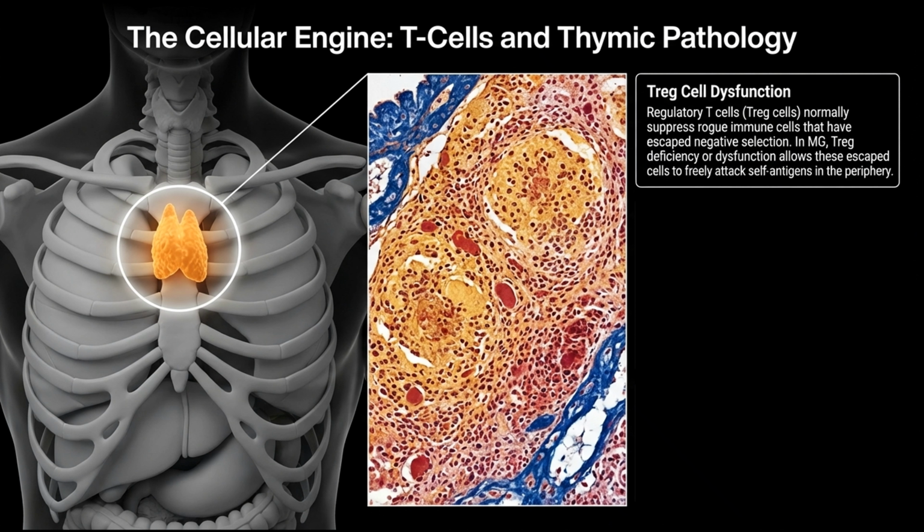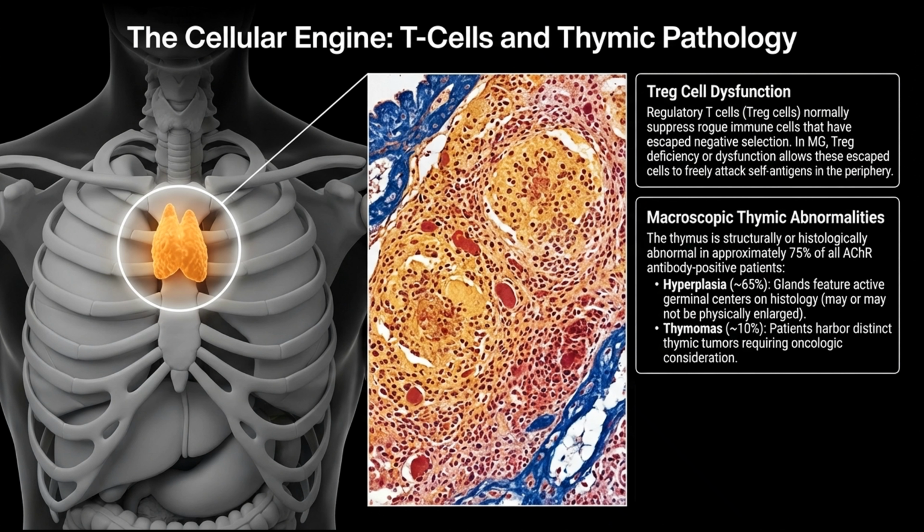The primary source of Treg cells is the thymus, and the thymus is abnormal in approximately 75% of patients with anti-AChR positive MG. Breaking this down further, in approximately 65%, the thymus is hyperplastic, with active germinal centers detected on histology. Note, the hyperplastic thymus may or may not be enlarged. An additional 10% of patients have thymic tumors, called thymomas.